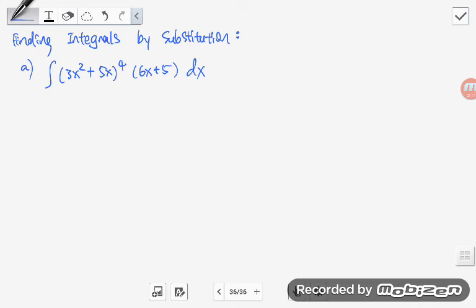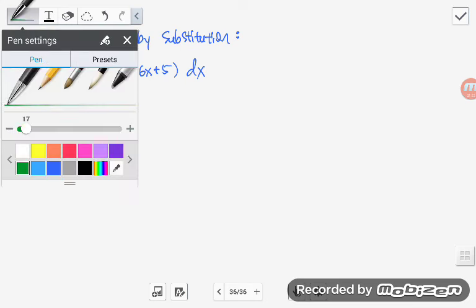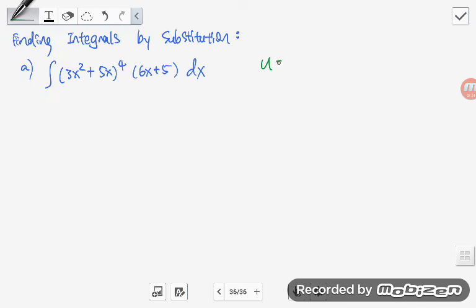So this is when the substitution method comes in handy. Let's do this on the side. If I say my u is equal to 3x squared plus 5x, this is my u. Now, if I differentiate u with respect to x, du dx gives me 6x plus 5. Correct? And do you guys see something here? What is this? That is my du dx.